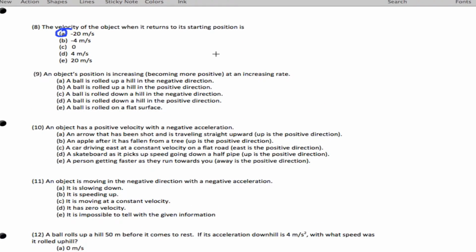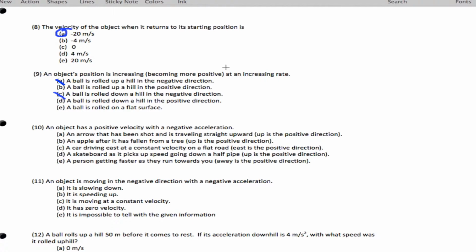So, an object's position is increasing, becoming more positive at a positive rate. So, first of all, we want the thing to move in the positive direction, and it's not just about negative and positive, it's about the fact that we are moving in a further and further positive direction. So we're saying this way is positive, for example, and we want to keep moving in that positive direction. So first of all, that rules out A, because we're moving in a negative direction. That rules out C.